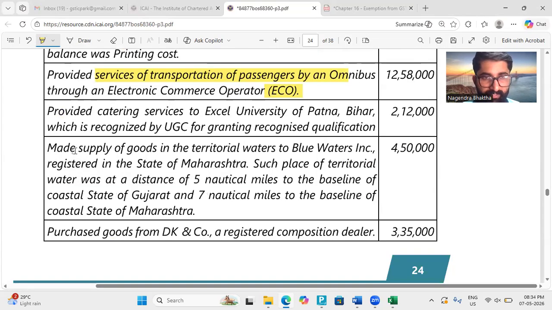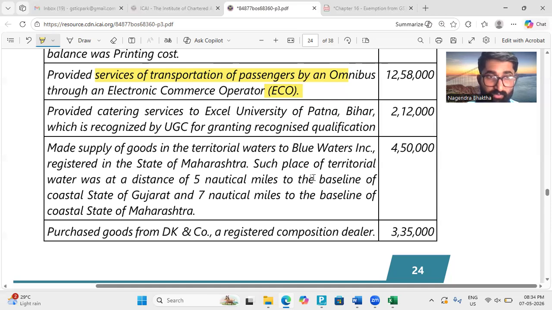Later, fifth one. So done with this. Made supply of goods in territorial waters to Blue Waters Inc. You remember territorial waters? If anything is supplied in territorial waters, the place of supply is the state where the nearest baseline is located. See, made supply of goods in the territorial waters to Blue Waters Inc. registered in the state of Maharashtra.